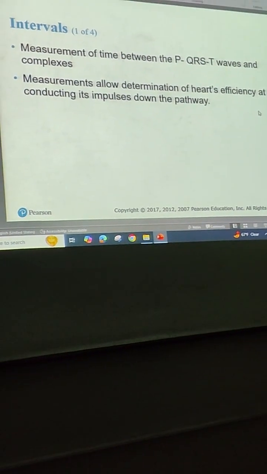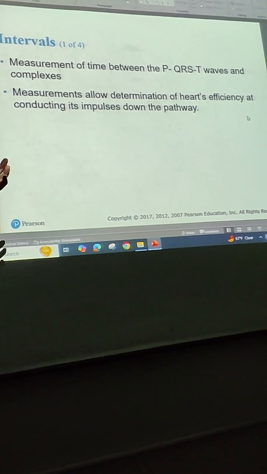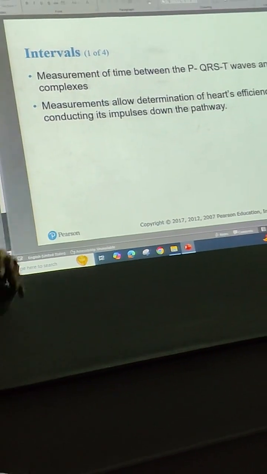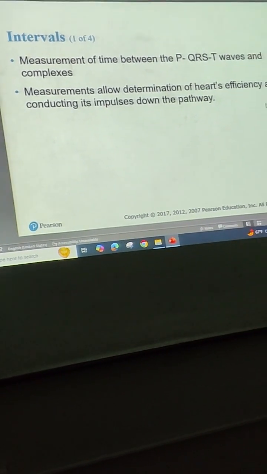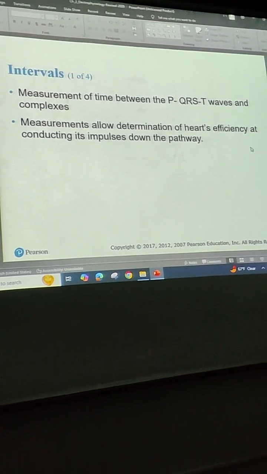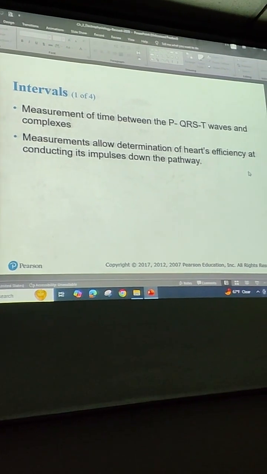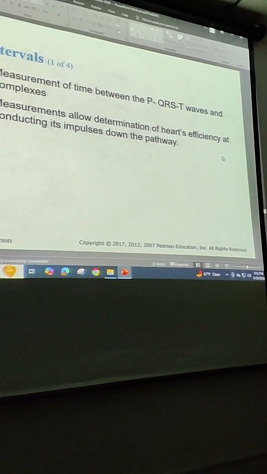Intervals, we talk about intervals. Remember, what intervals do we have? PR interval, ST interval, QT interval. So we know what it is, right? So we're not going to go over those things. Intervals actually are not asked much on an EKG exam or on the national certification. So it's not that you don't need to know it, but I already explained it to you.